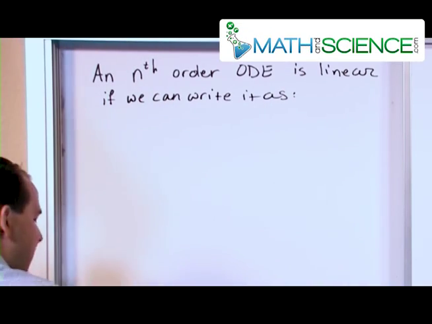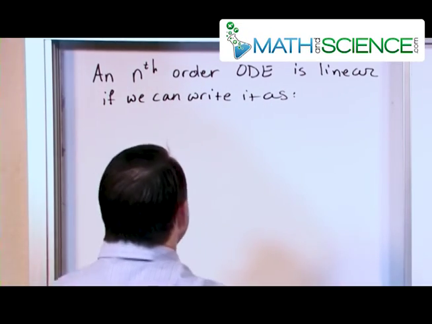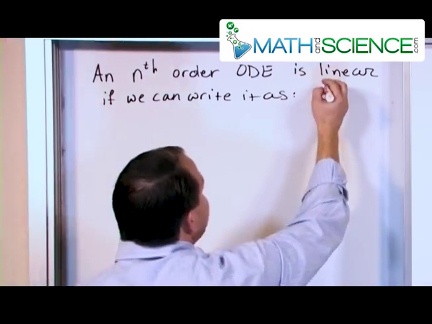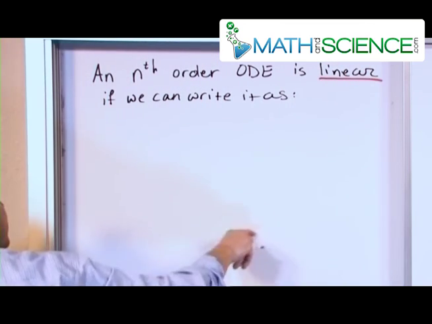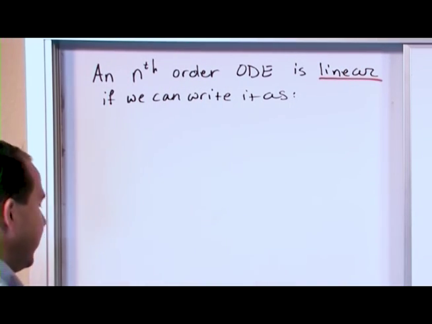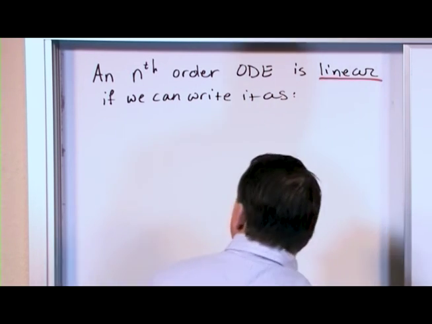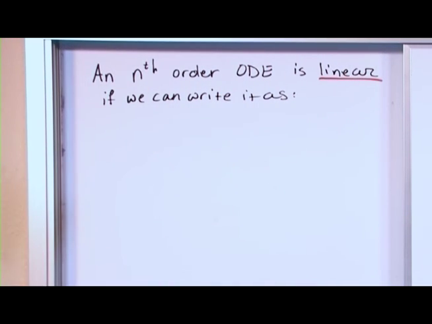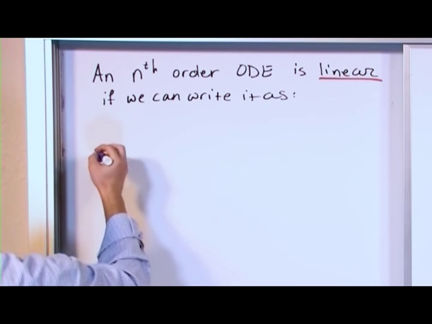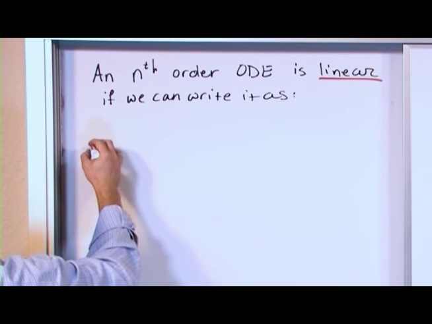Now, this does not mean that we have to read it out of your book in this form. This just means if we can manipulate it, move things left and right, and so on, and beat it into the following way. So if we can write it in this form, we say it's linear. So let me write it down.